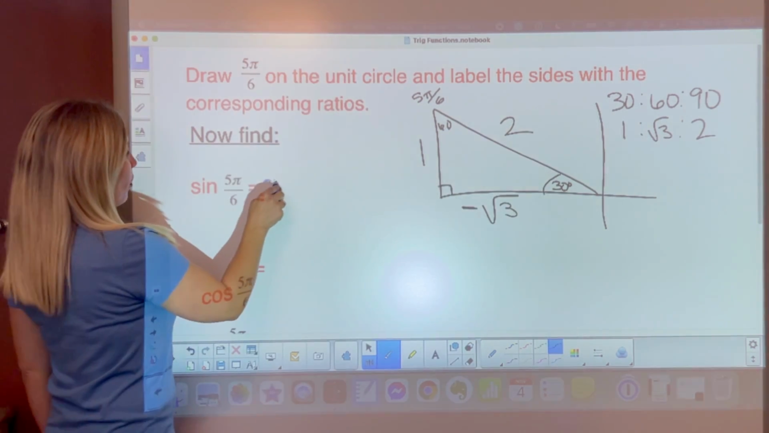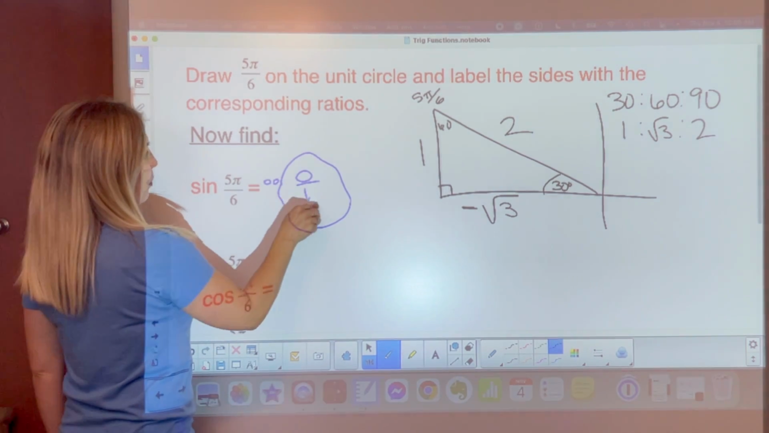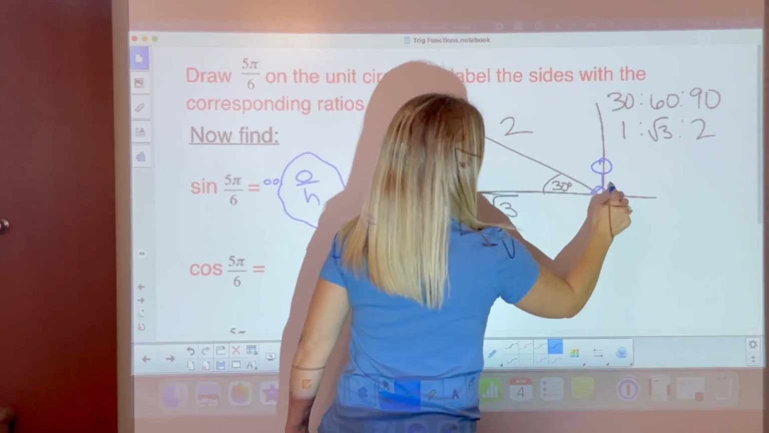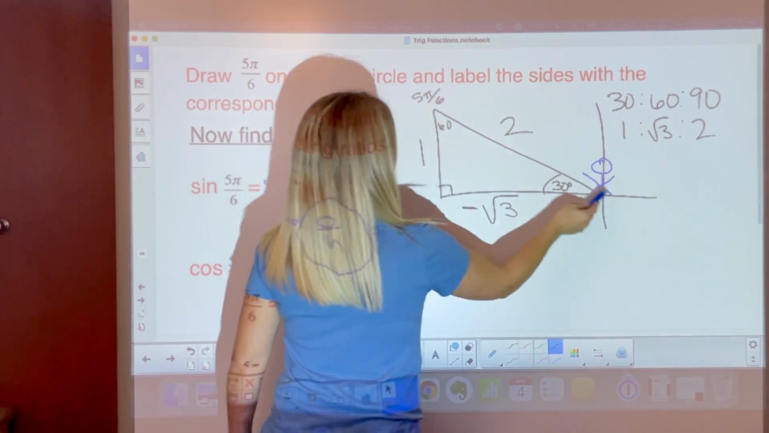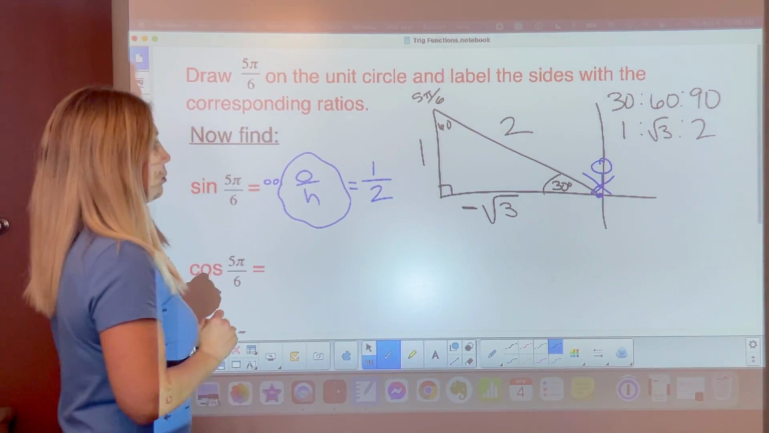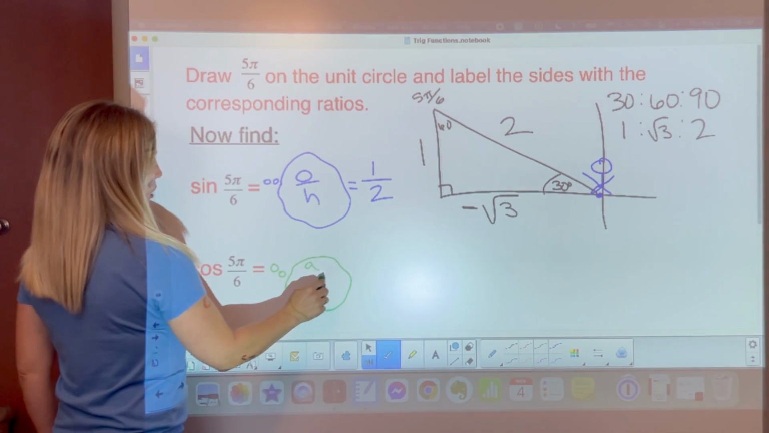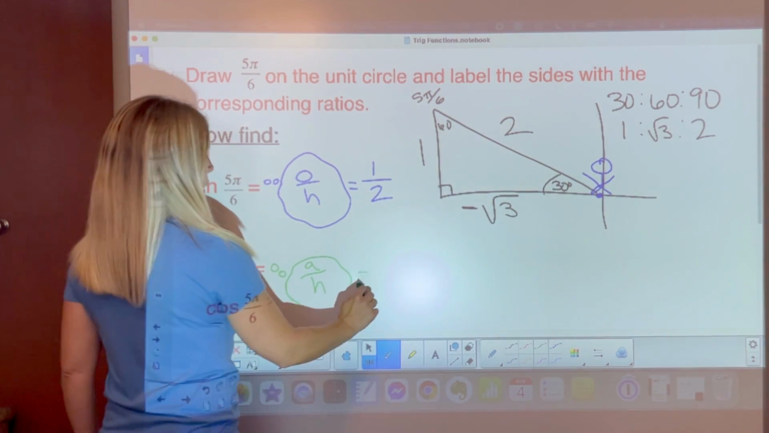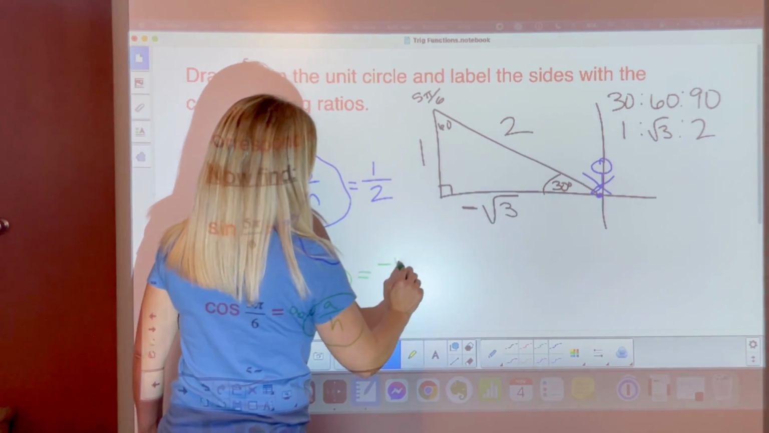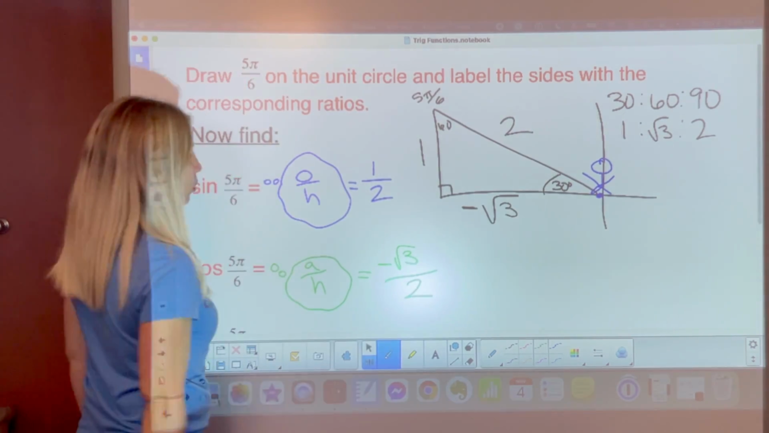So again, in your thought bubble, I want sine of pi over 6. Well, sine is opposite over hypotenuse. So my opposite, remember you're always standing here in the origin. This is where you're at. Opposite of you is 1. Hypotenuse is 2. For cosine, cosine is adjacent over hypotenuse. So the adjacent side, right next to you, is negative square root of 3. And your hypotenuse then would be 2.